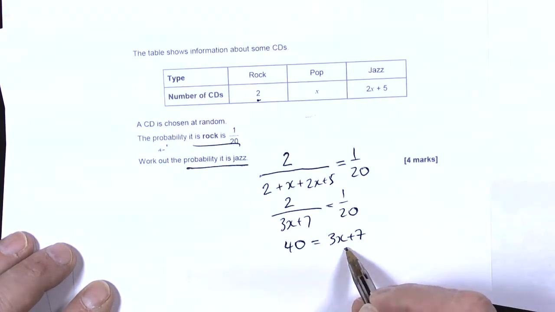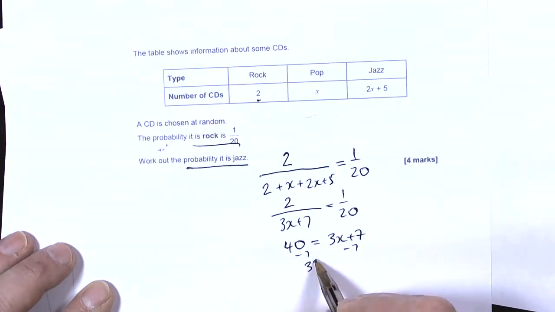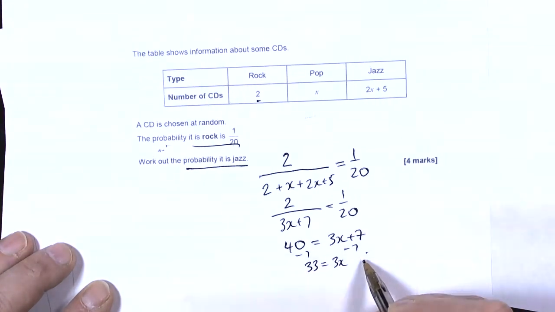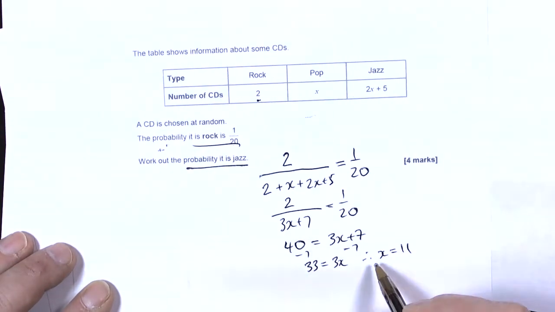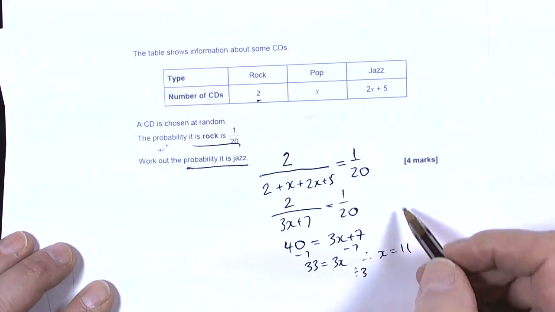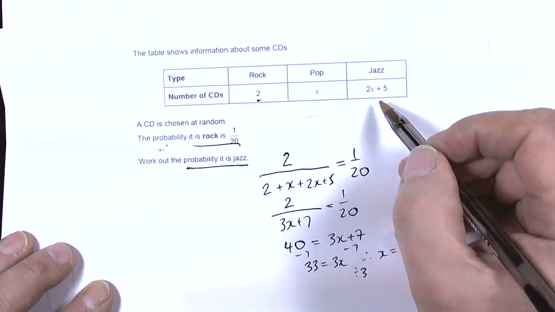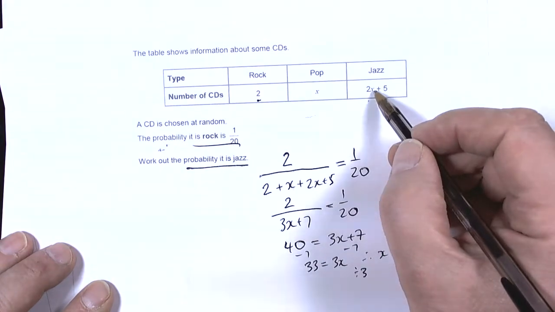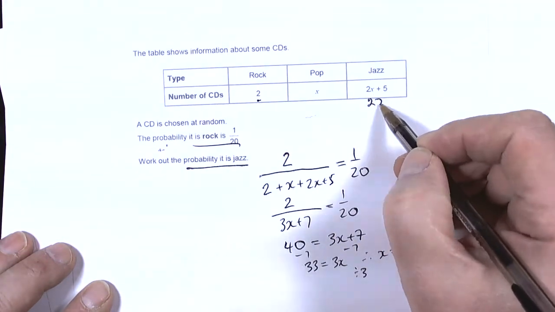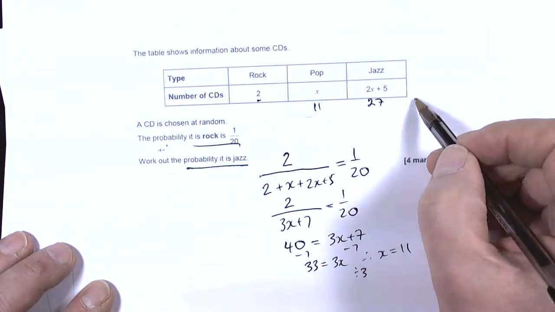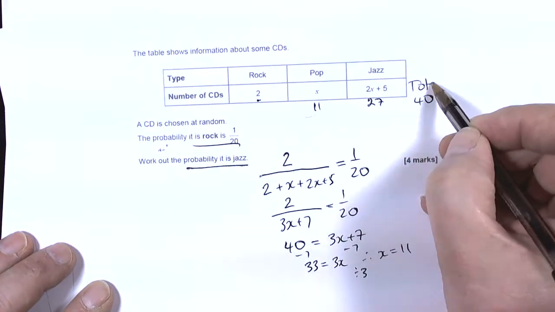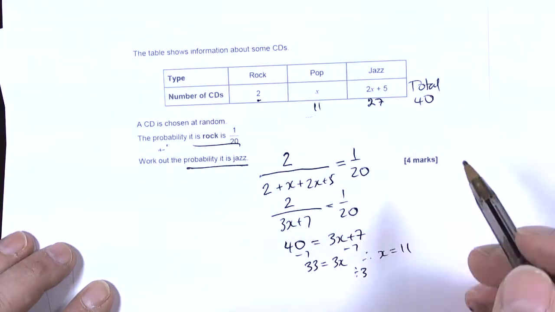Take away 7 from both sides, then we end up with 33 equal to 3x, therefore x is 11 because we divide by 3. And once we know that x is 11, we go back to the table and we can see that 2 11s are 22 plus 5 is 27, and 11 there. So there were 40 possible outcomes altogether. So we add those numbers up, we get 40.